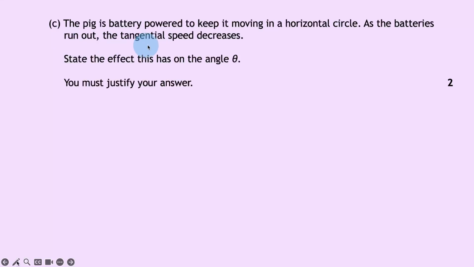Lastly, part C says the pig is battery powered to keep it moving in a horizontal circle. As the batteries run out, the tangential speed decreases. State the effect this has on the angle theta. You must justify your answer, and there's 2 marks available here.